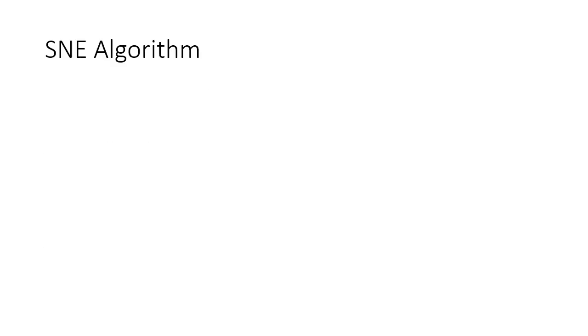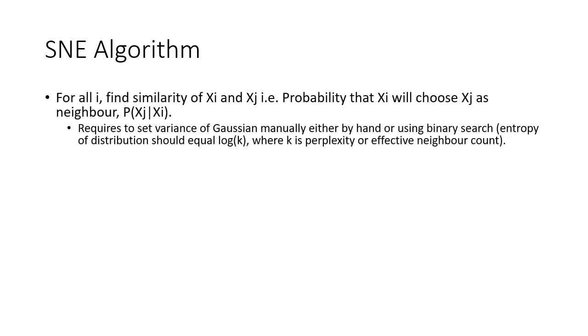So let's have a look at the SNE algorithm. First we find P of xj given xi, that is the probability that xj will be a neighbor of xi. For this, we need to set the variance as we discussed earlier. You can do it either manually by hand or use binary search such that the entropy of the distribution is equal to log of k. This is log to the base 2 of k.